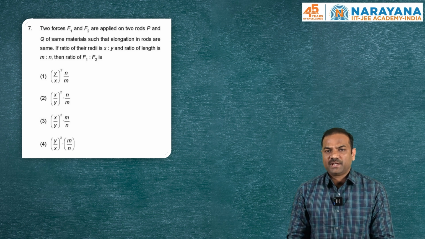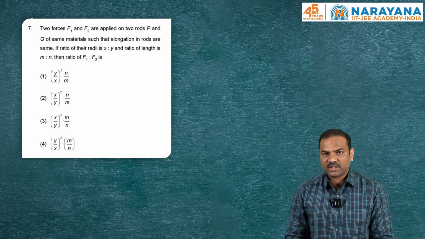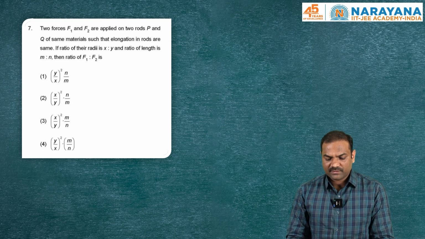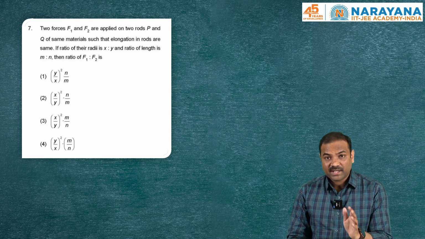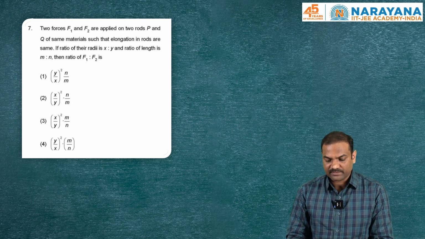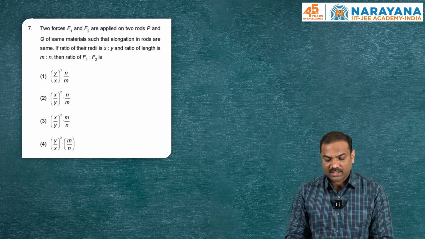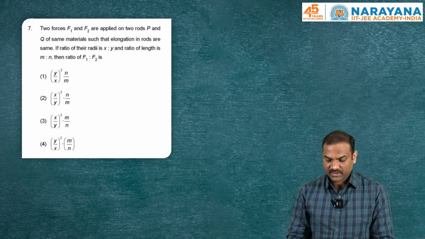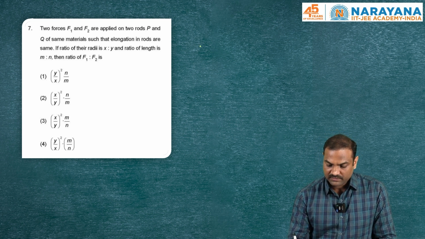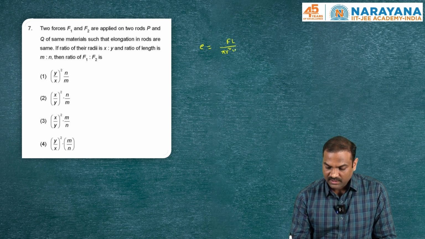They have given a comparison of elongation in two rods. They have given the forces, and the same material, that means Young's modulus is the same. Even elongation they have given the same. The ratio of radii is given as x is to y, and the length ratio is given as m is to n. So we'll go with the formula. We know that extension is equal to F into L by pi r square Y.